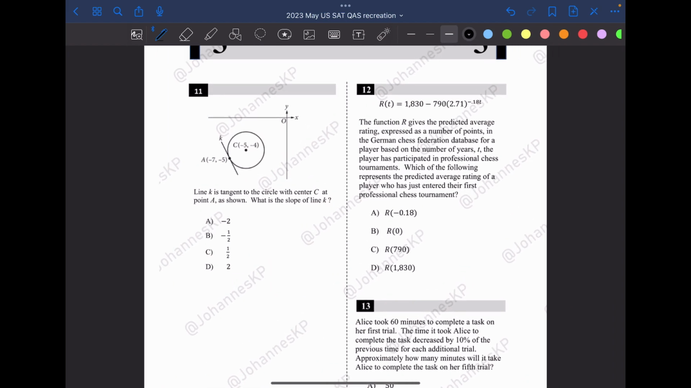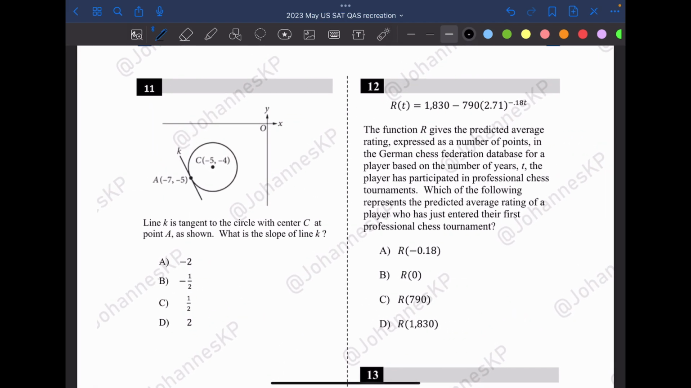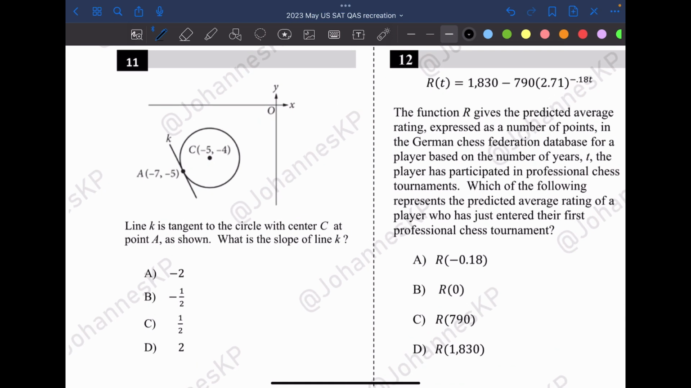Question number 11, it says, line K is tangent to the circle with center C at point A as shown. What is the slope of line K? Okay, pretty simple again. Center over here is C, and let's connect these two dots, because you should know this, but if you have a tangent line, in this case K, a tangent line is always going to be perpendicular to the radius. So this is the radius, and this is K. They're always going to be perpendicular. In other words, the slope is going to be perpendicular to each other.